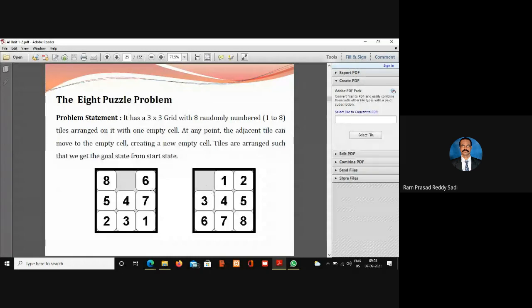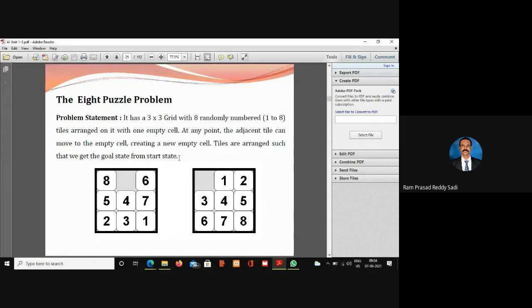Let's look at this problem. It says that it has a 3x3 grid with 8 randomly numbered 1 to 8 tiles arranged on it with one empty cell. At any point, an adjacent tile can move into the empty cell, creating a new empty cell. The tiles are arranged such that we get the goal state from the start state. See, this is not physical playing. Indeed, you might have played it in your childhood days, but now we need to write down code for this, we need to give a solution for this.